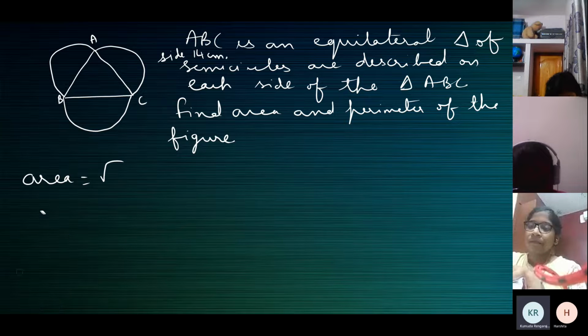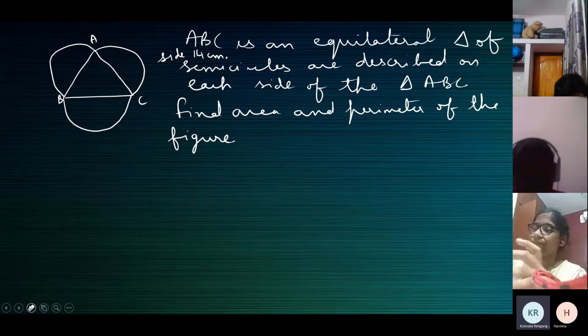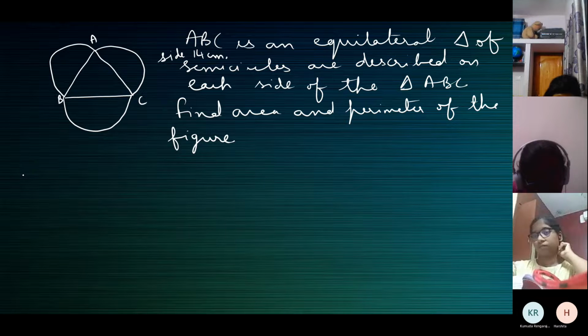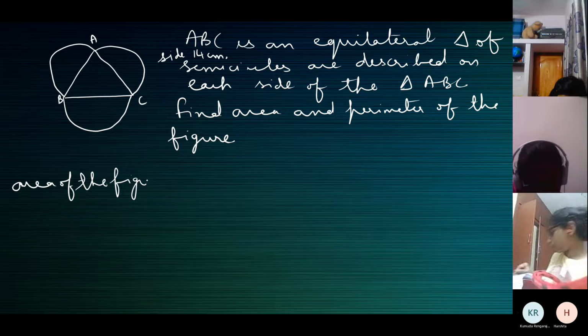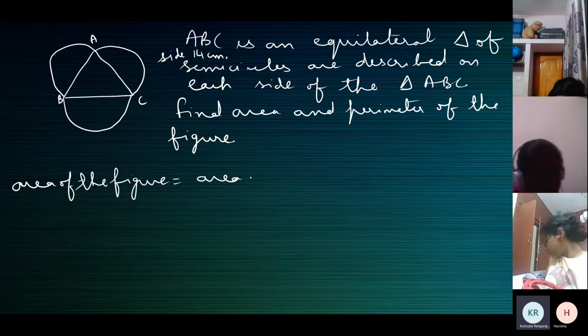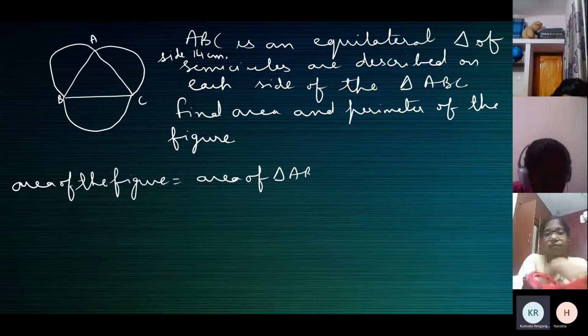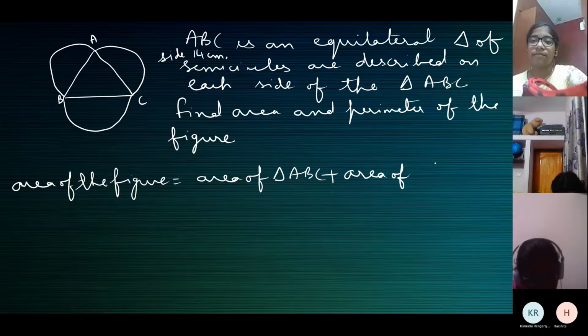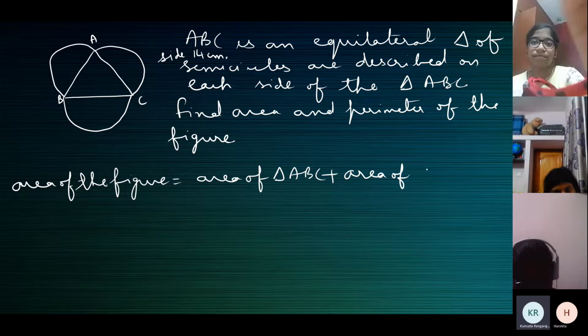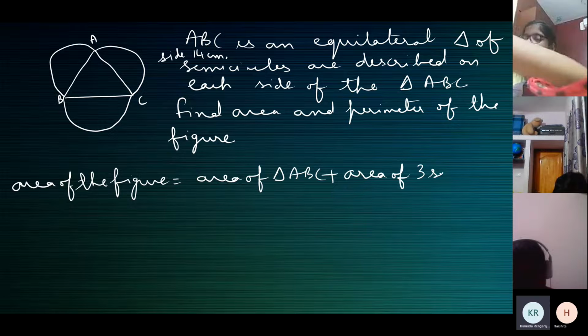So we are trying to find the area of the figure. Area of the figure, this is very important. Area of the figure is equal to the area of the triangle ABC plus what? Semicircles, ma'am. How many semicircles? 3 semicircles. The area of the figure is equal to the area of the triangle ABC plus the area of 3 semicircles.